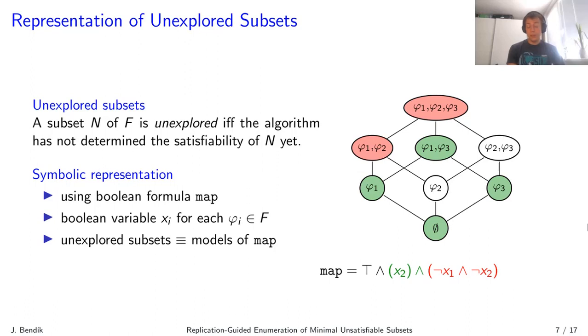A simple approach would be to explicitly store all the unexplored subsets, but there are exponentially many subsets, so this is intractable. Instead, we employ a symbolic representation that is commonly used by contemporary MUS enumeration algorithms. Briefly, we introduce a Boolean formula called map, such that every model of map corresponds to an unexplored subset and vice versa. Therefore, to get an unexplored subset, we ask for a model of the formula map. Similarly, to check if a subset is unexplored, we check if it corresponds to a model of map.